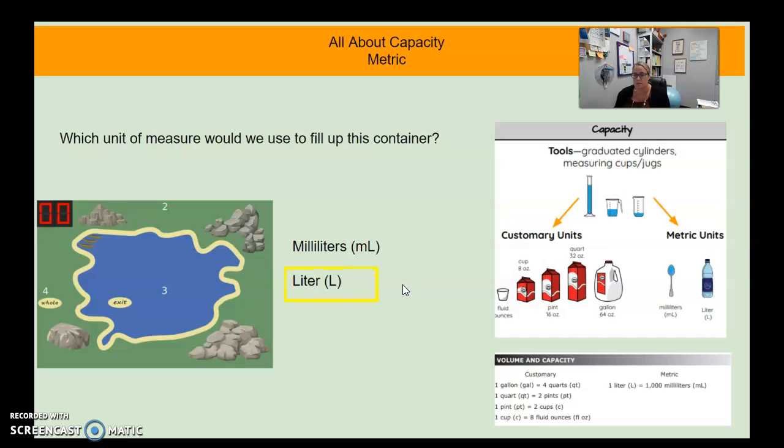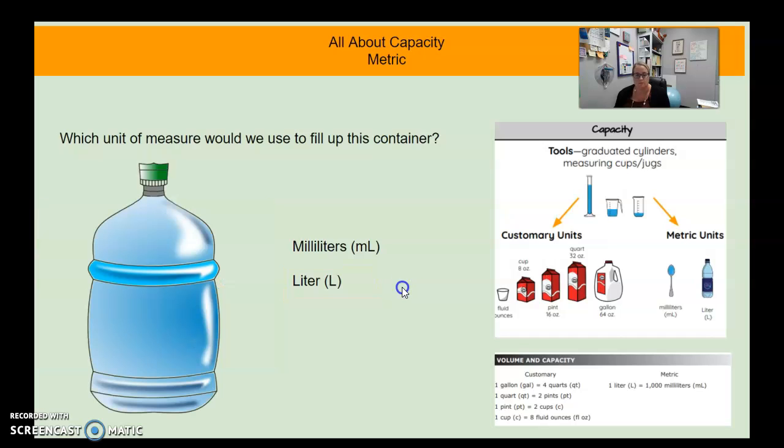That's right, we would use liters again. Alright, what about for our big jug of water? Would we use milliliters or liters? You guys are so smart. You would use liters, that's right.